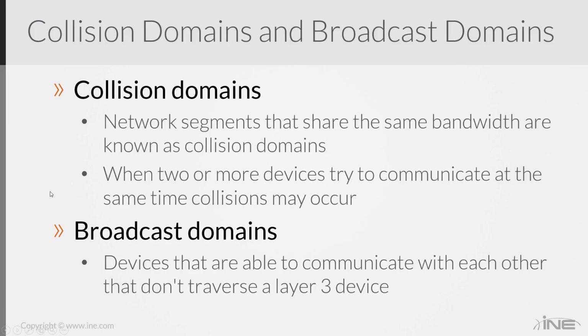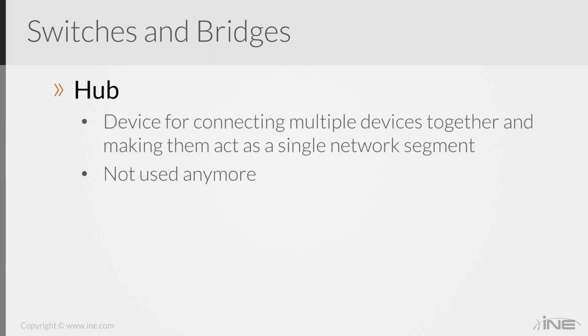So now we've covered collision domains and broadcast domains, and I hope that really helped visualize how that would work out. Our next thing to talk about is going to be switches and bridges. Now, switches and bridges are kind of unique because the bridge acted as a way of getting traffic from one part of the network to the other. So a hub is a device for connecting multiple devices together and making them act as a single network segment. It's not used anymore for obvious reasons, as we've already discussed.